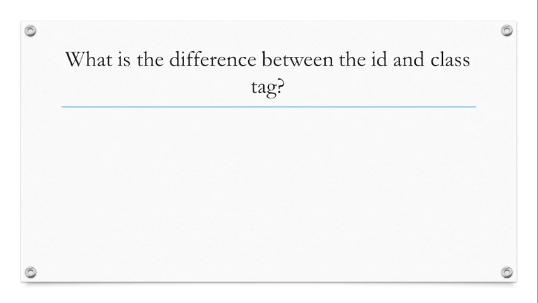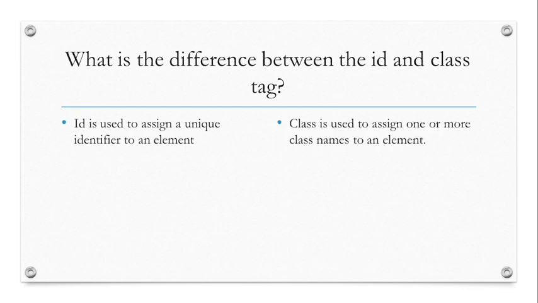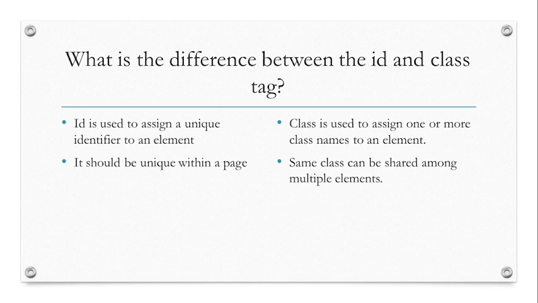Question 8. What is the difference between the ID and class attributes in HTML? The ID attribute gives an element a unique identifier. Each ID must be unique within a page, making it useful for targeting individual elements with CSS or JavaScript. The class attribute, on the other hand, allows you to assign multiple elements the same class name, making it ideal for applying common styles to many elements.